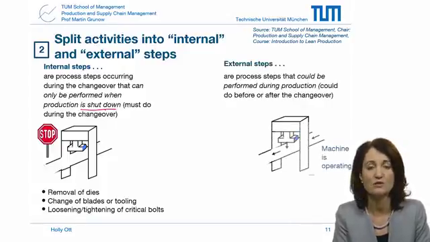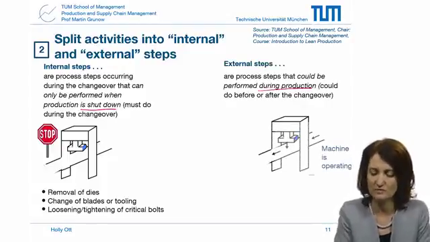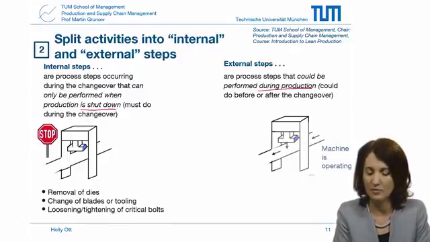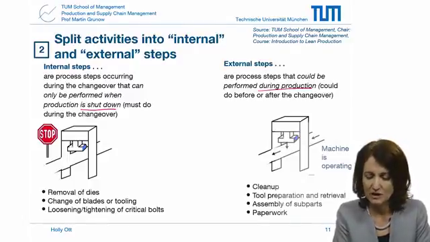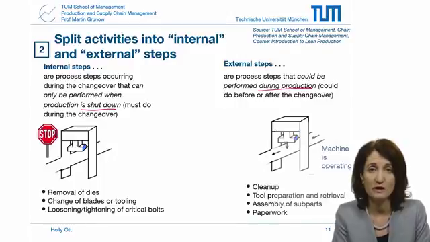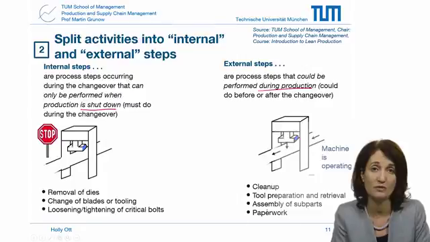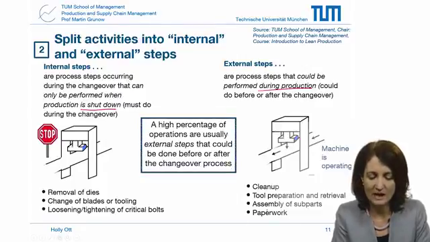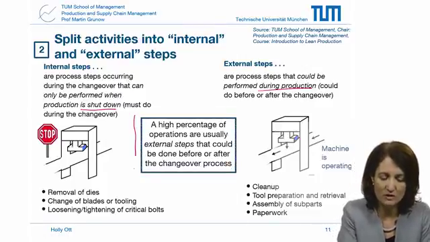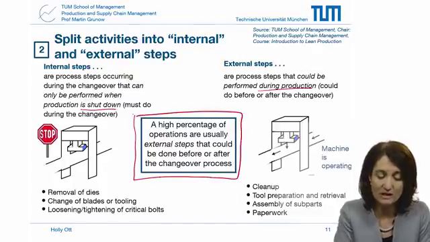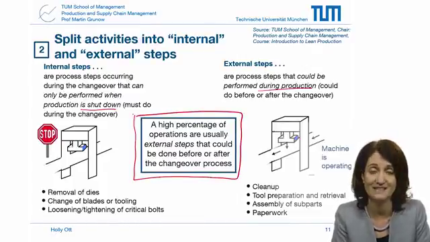External steps, on the other hand, are ones that can be done during production, while the machine is still operating. These are simple things such as cleaning up, tool preparation and retrieval, maybe even assembling some subparts, and documentation or paperwork. And what's important is that a high percentage of operations are usually external steps that could be done before or after the changeover process.